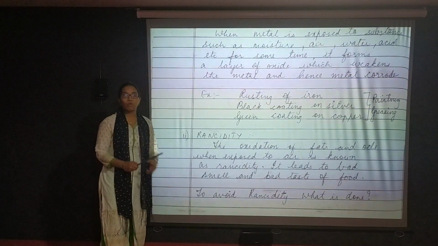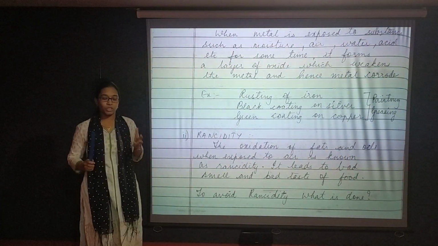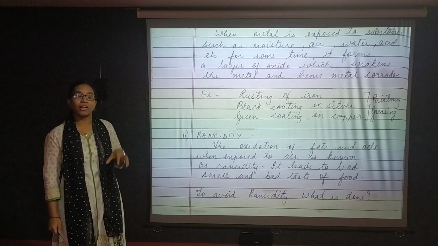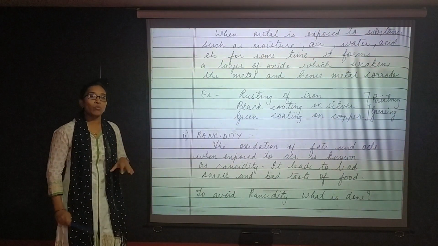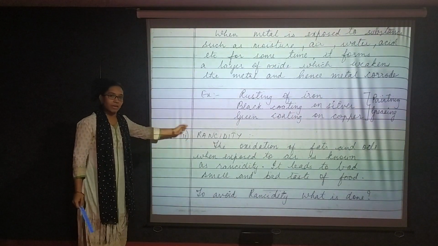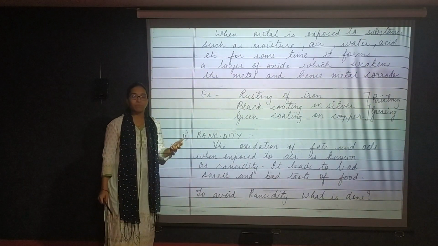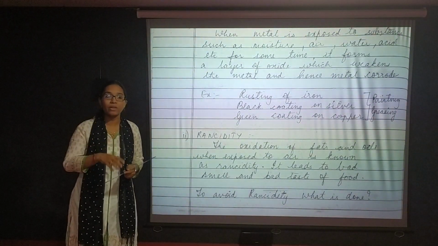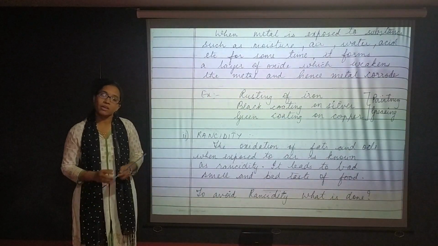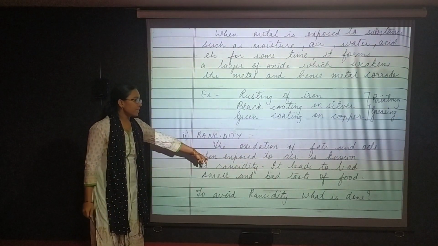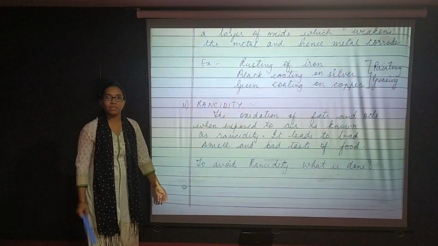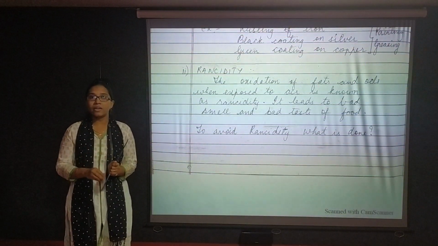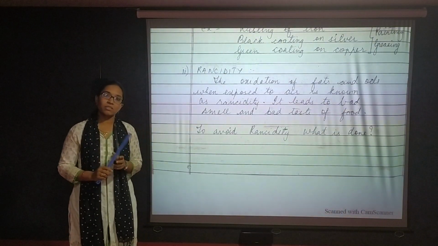So you would have seen that whatever the wrappers, the chips packet, whatever you are having, it is having nitrogen gas. So why they are putting nitrogen gas inside it? So that it will prevent the rancidity. So in the potato wafers, chips packet and all, nitrogen gas is inserted into it so that it will not get rancid. To avoid rancidity, generally in the food packets they are putting inside it nitrogen gas.